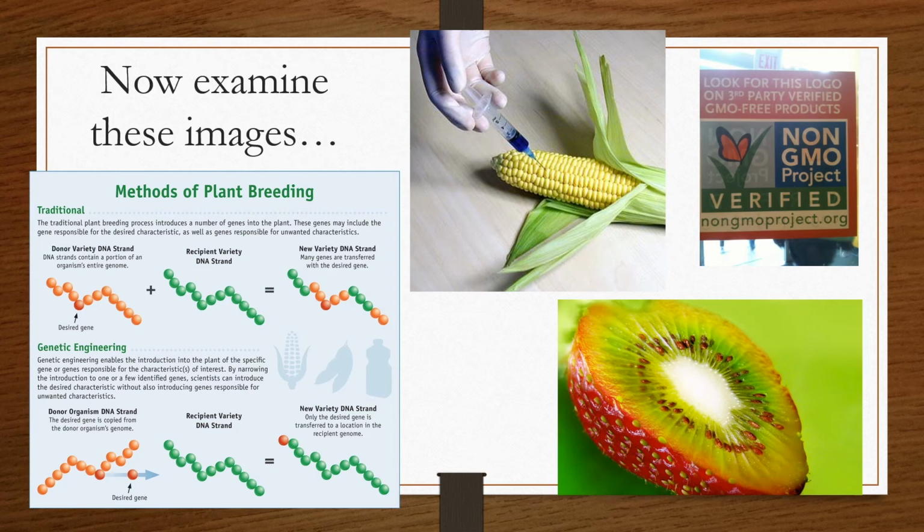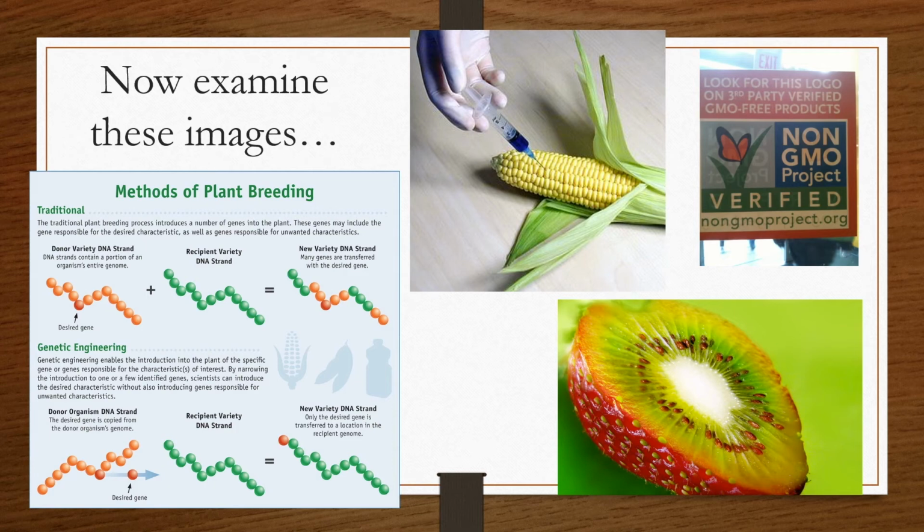Moving over to the image of the ear of corn being injected with a syringe. Does this image seem natural to you? Is it a comforting sight to see your food being injected with a syringe? Below the corn image, you see a strawberry, but the middle of it looks more like a kiwi. What might this suggest about genetic modification of food? How would you feel about eating a fruit that's a cross between a strawberry and a kiwi?